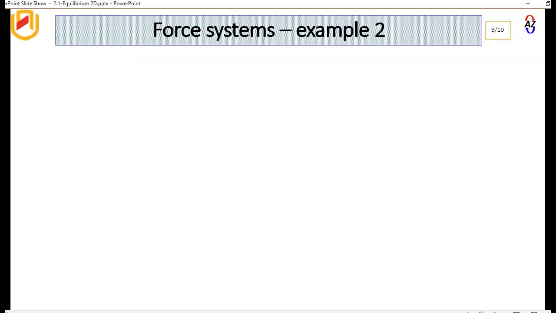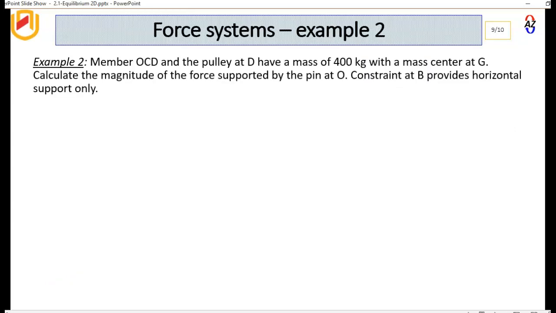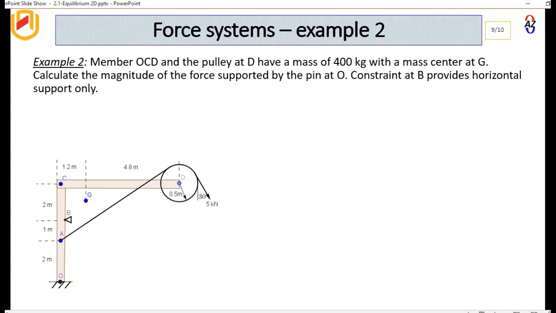Let's look at a second example. So we have member OCD and the pulley at D have a mass of 400 kilograms with a mass center at G. The mass center is right here. Calculate the magnitude of the force supported by the pin at O. Okay, the force here. Then it says also constraint at B provides horizontal support on this constraint here. Let's draw the free body diagram.